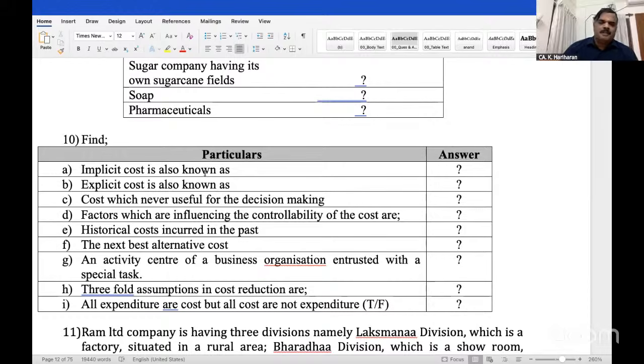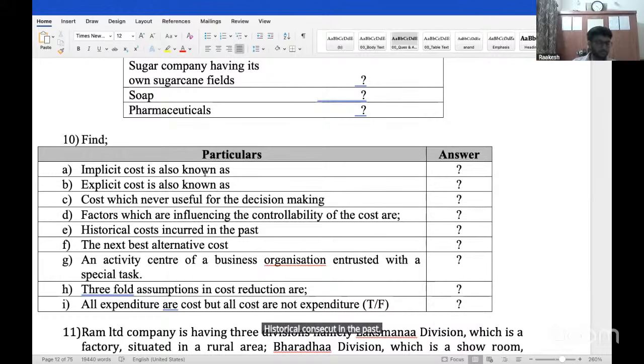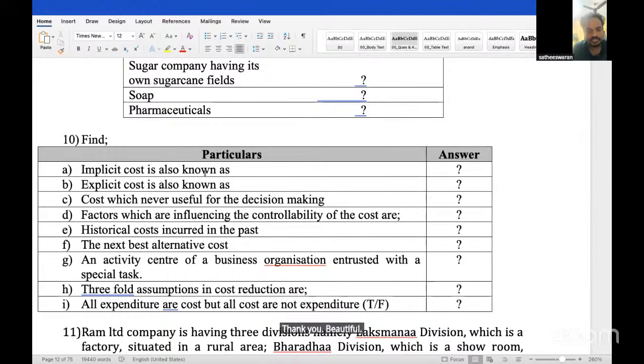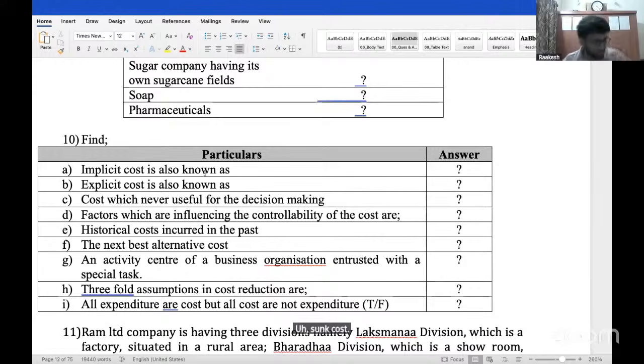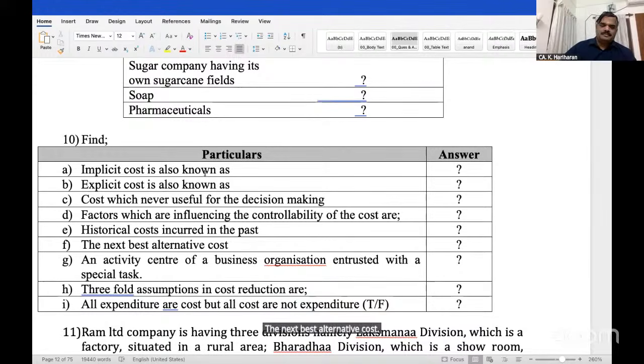Historical costs incurred in the past. Sunk cost. The next best alternative cost. Opportunity cost. Very good.